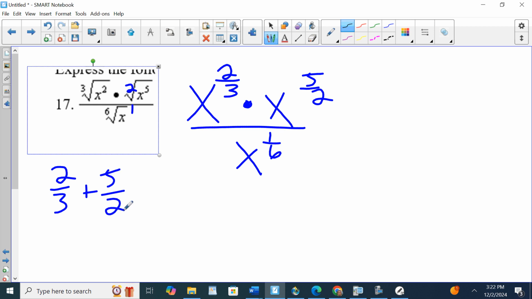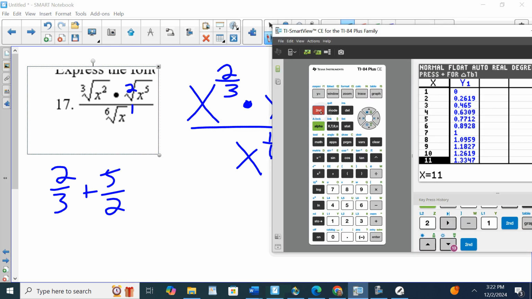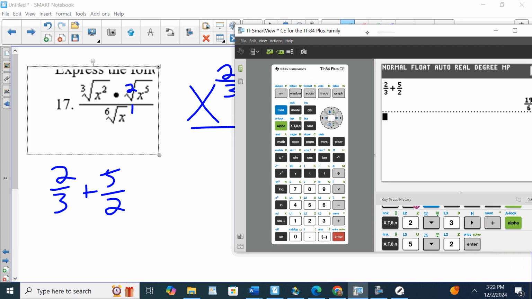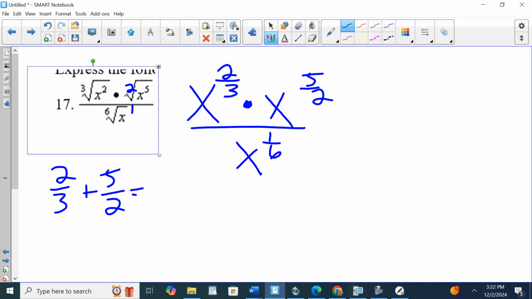I do not trust you adding exponents. So, sorry, that's just the truth. Use the calculator. You can do what we did in middle school. I know we went over an example of it. Finding a common denominator and all that. I would keep it simple. 19 over 6.